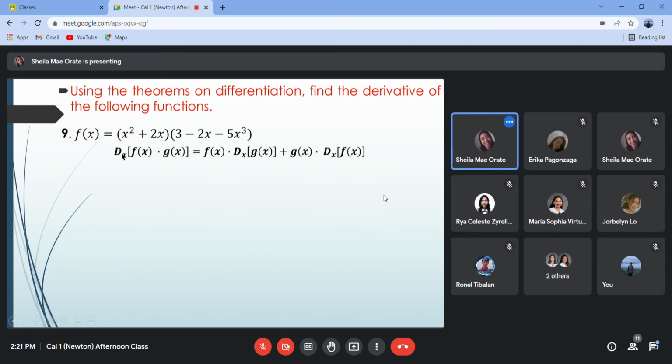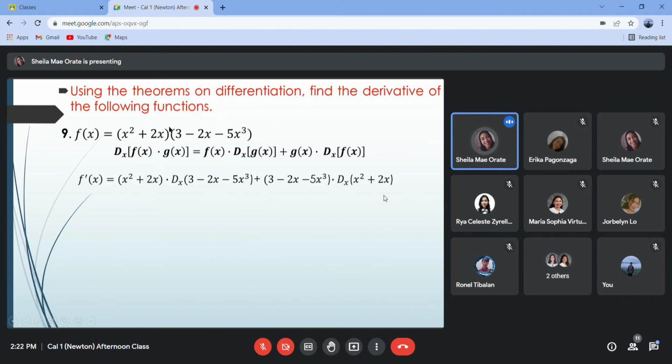So, if i-simplify nato siya, tapos gamitan ng sum and difference rule, same lang ang answer na ma-come up kung gamiton ang product rule. Okay? So, gamiton lang nato ang sum and difference rule na simplify para dili na ninyo kailangan i-memorize ang formula sa product rule. Okay. Try nato ning product rule, ha, ang formula.